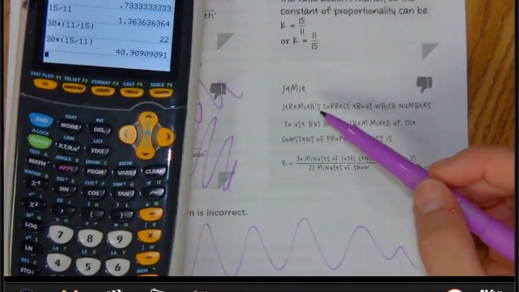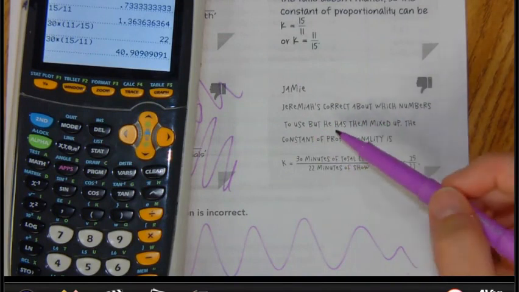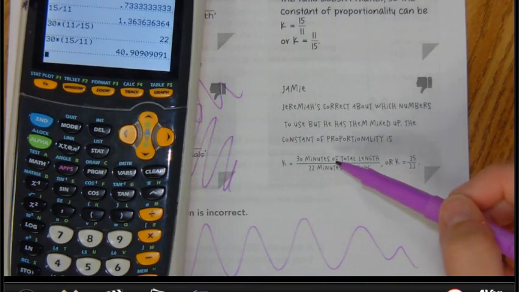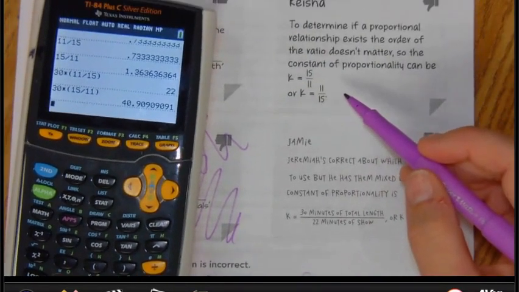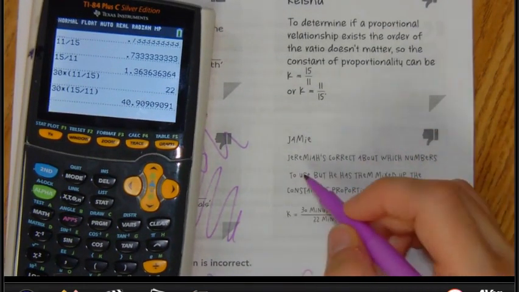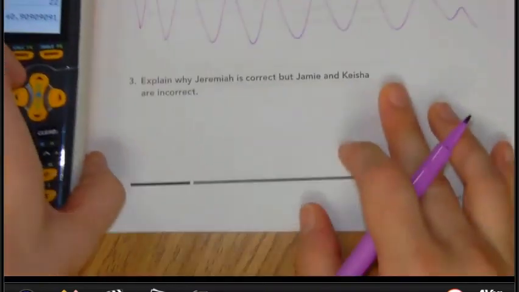And then let's take Jamie. Jamie says Jeremiah is correct about which numbers to use, but he has them mixed up. The constant of proportionality is K equals 30 over 22 or 15 over 11. Well, we just said that Keisha is not correct. So Jamie is only correct in saying Jeremiah is correct. But as far as mixing them up, no, we cannot mix them up.